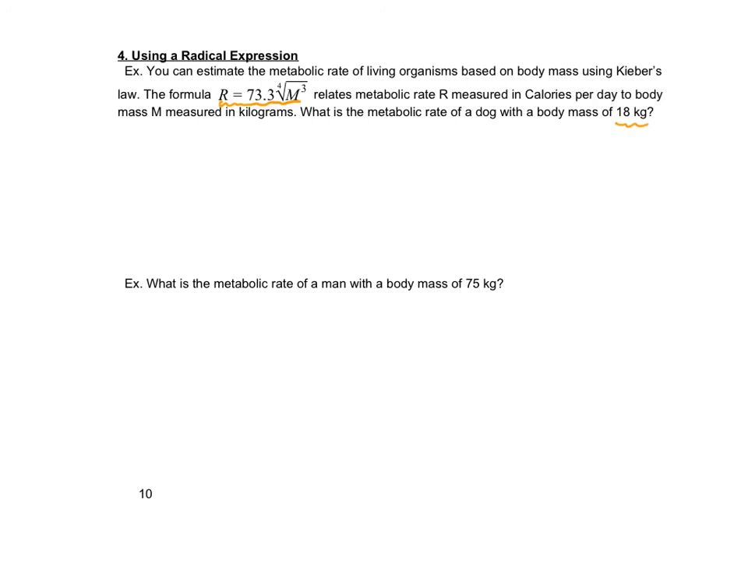Well, all you're doing here, that's a whole bunch of stuff to tell me, hey, 18 kilograms, M stands for mass in kilograms. Plug that in and tell me what my metabolic rate is, which they said equals R. So my metabolic rate is going to equal 73.3 times the fourth root of, replacing M with 18, cubed. And what does that equal?